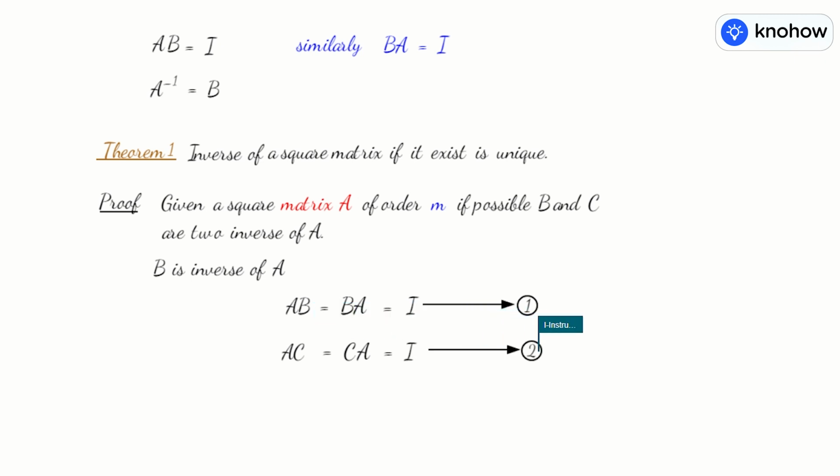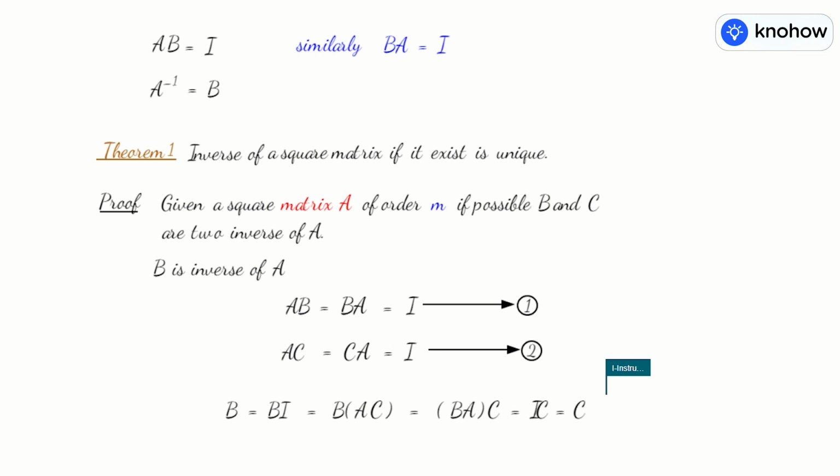Now consider B. B may be written as B into the identity matrix I, and this I may be replaced by AC, because C is the inverse of A, so AC is I. By associative property, the product may be written as BA times C, and BA, we discussed, is the identity matrix. I into C is C. So what do you find finally? That B equals C. So there cannot be two different inverses of a given square matrix.